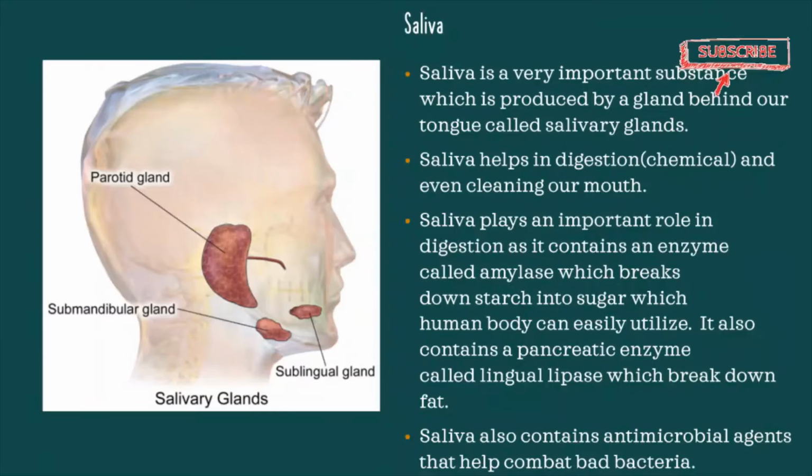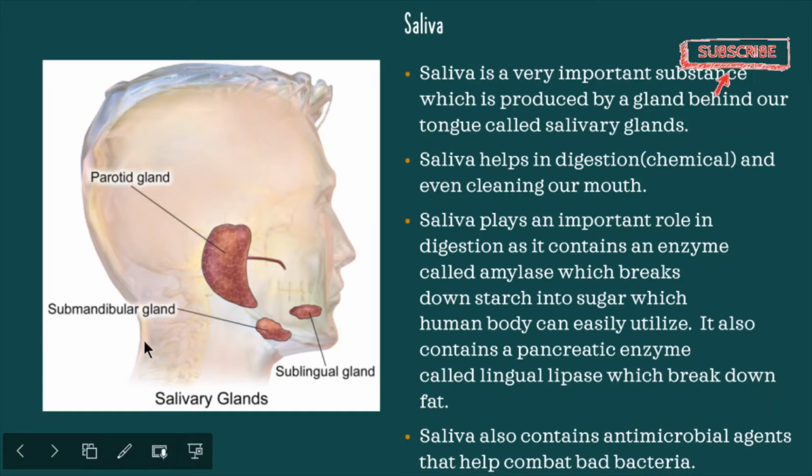And let's go to the next slide. The next slide is based on saliva. Saliva is also produced by a gland, and it comes into the buccal cavity. Saliva is a very important substance which is produced by glands called salivary glands. This is part of the digestive glands. There are three glands, as you can see in this image.